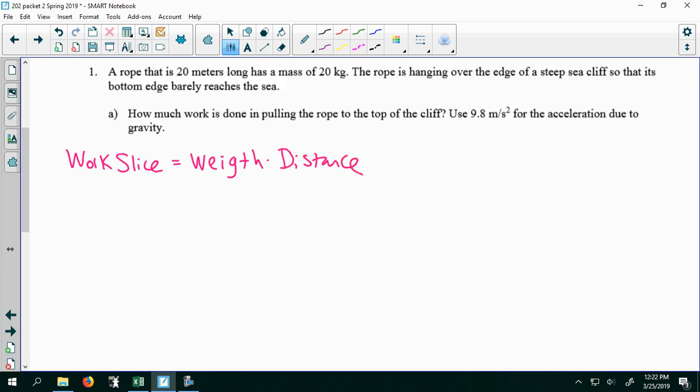So before I continue, I'm going to draw a picture. I've got a cliff that is 20 meters and a rope hanging off of this cliff, just barely touching the sea. I'm going to pick a random location on this rope and say that that is H, the distance that we have to go from this slice up to the top of the cliff is H meters. And I'm going to take a teeny tiny slice here that has width delta H.